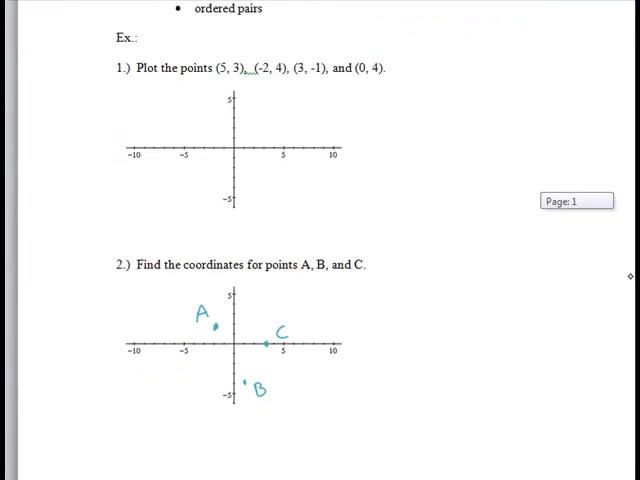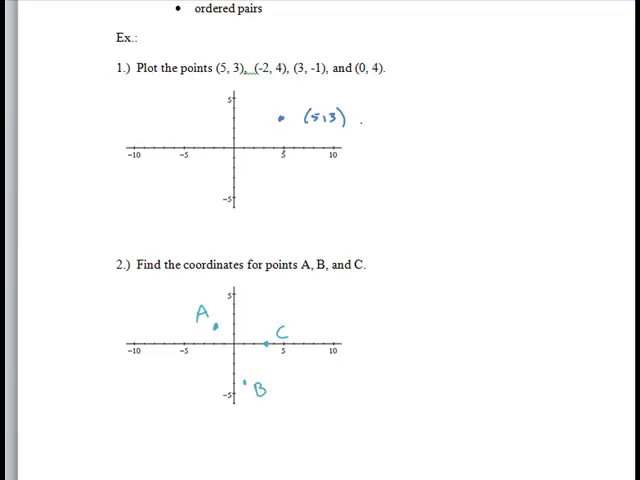So to plot some ordered pairs, if you look at example 1, the first pair, the point (5, 3): x is equal to 5, y is equal to 3. So we're going to begin by finding 5 on the x-axis, positive 3 on the y-axis, and just look and see where they meet or intersect. So this would be the point (5, 3), which is obviously in the first quadrant.